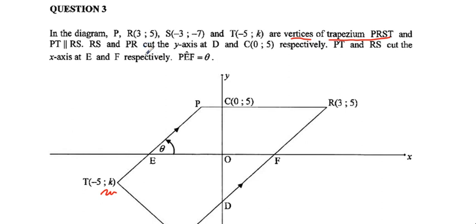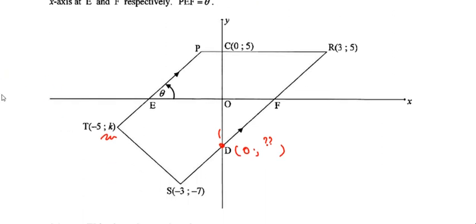They explain further that PR cuts the y-axis at D, so therefore it's a y-intercept, and one knows the x-coordinate is going to be 0 and something. So clearly they may ask you a question to find that coordinate, and we're going to look at how we can do that. And C is the bottom one here. C is the coordinate (0; 5).